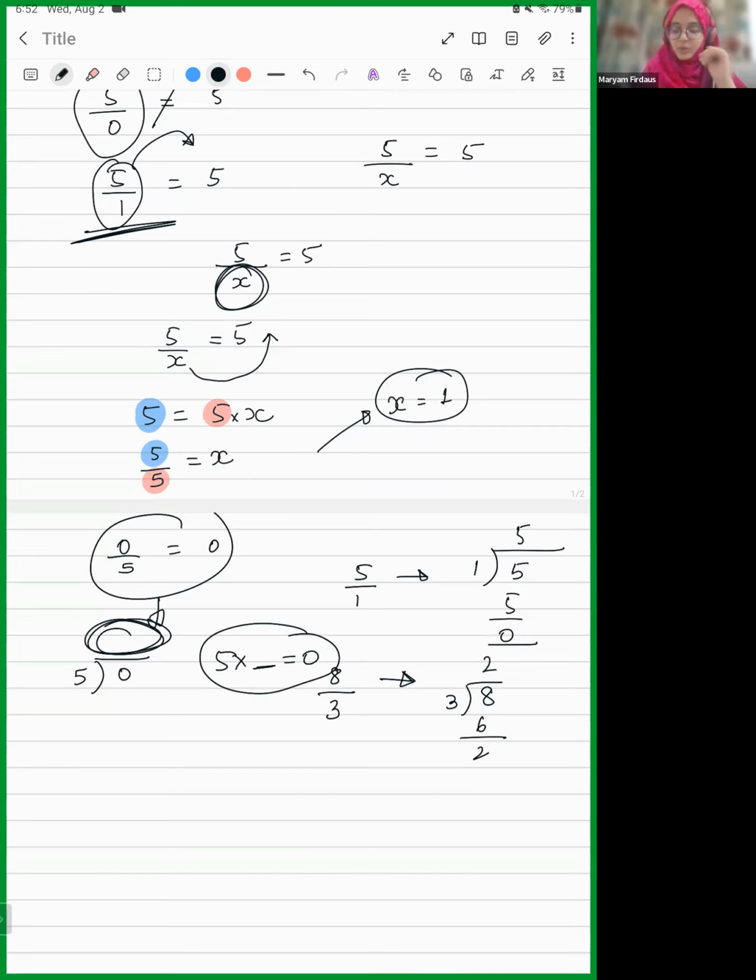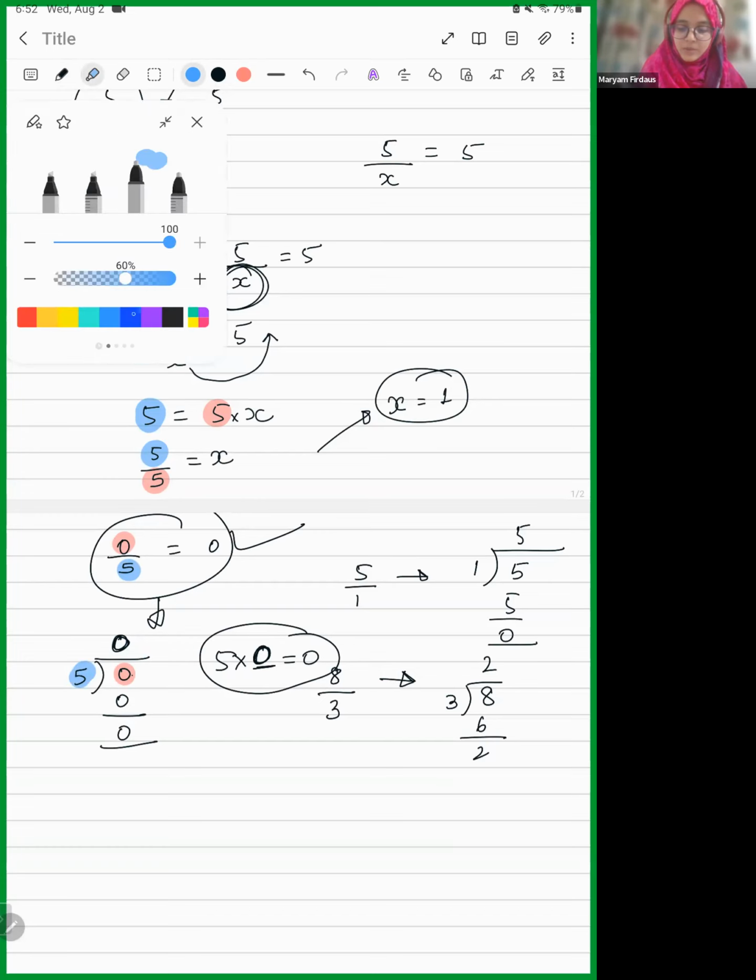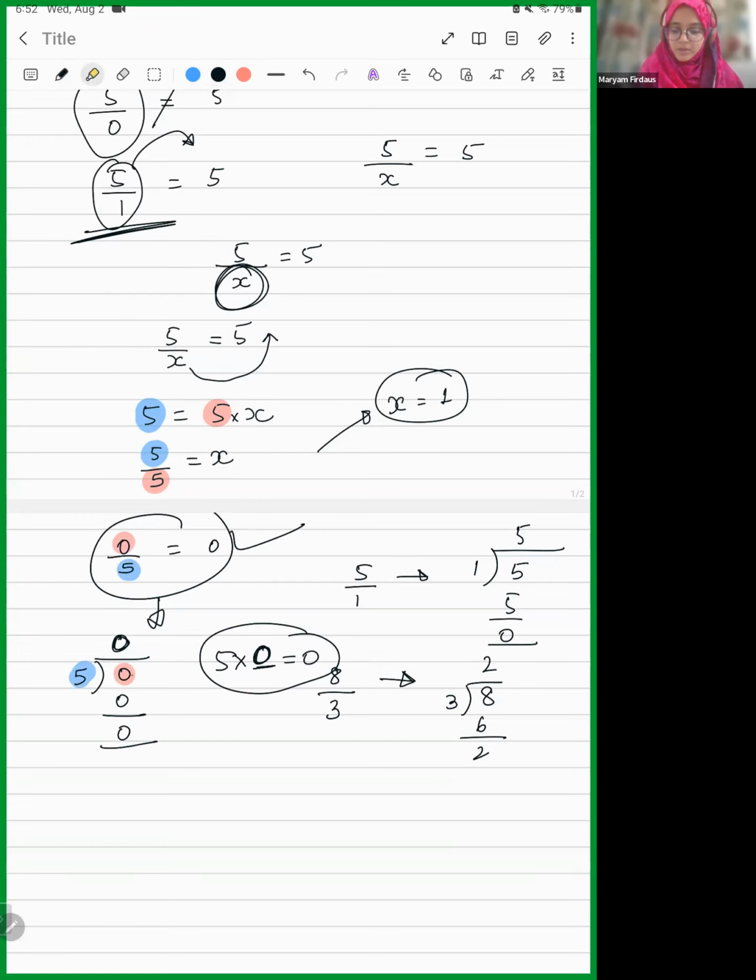Yes, because 5 multiplied by 0 will give you 0. So 5 into 0 gives me 0. Fine, so this is clear. Why is 0 divided by 5 equal to 0? Because of this thing, this division.